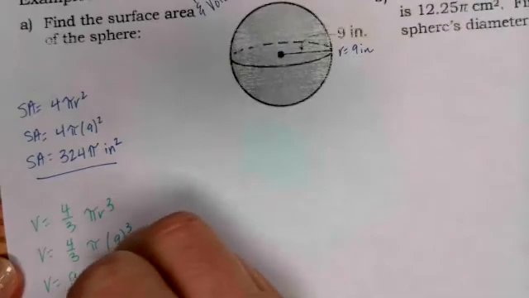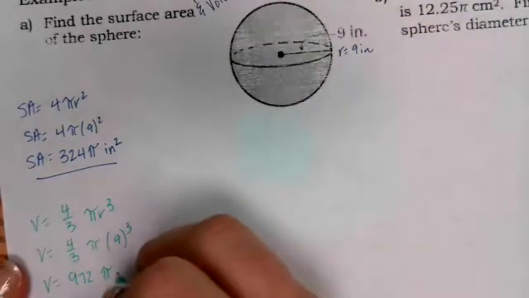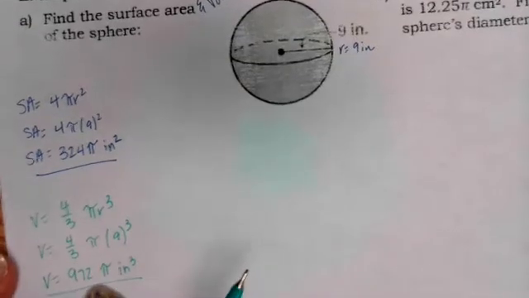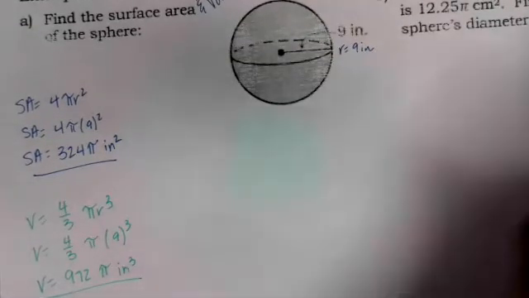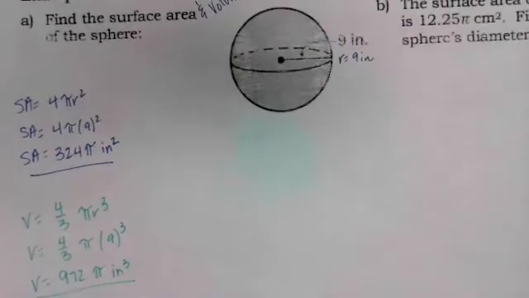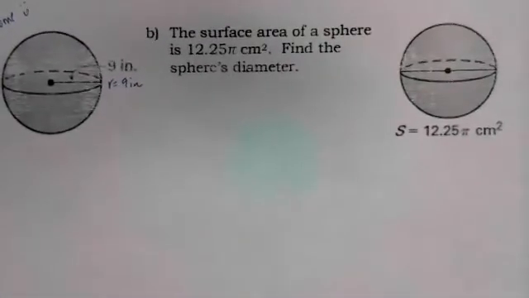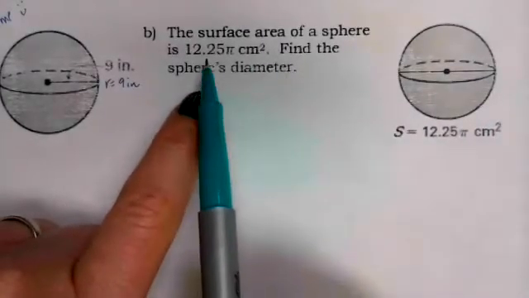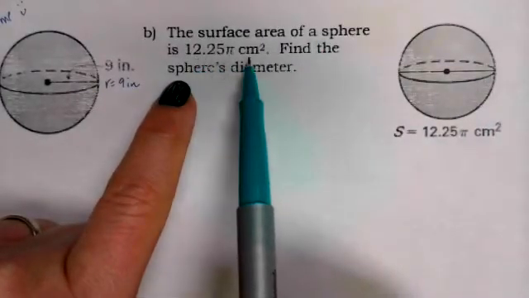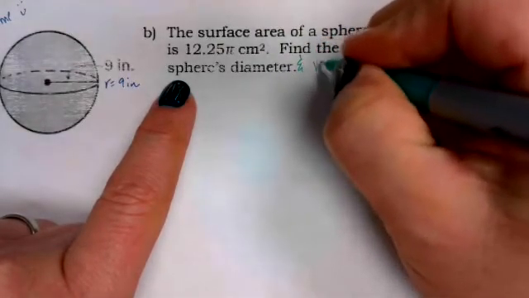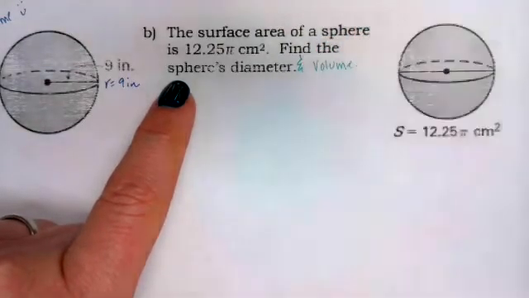972 pi. When you're dealing with the fraction 4/3, sometimes you'll get a decimal with this. Just round it to 2 decimal places if you have a 0.3 or a 0.67. All right, so here, letter B, I'm told that the surface area is 12.25 pi. I want to find the diameter and volume.